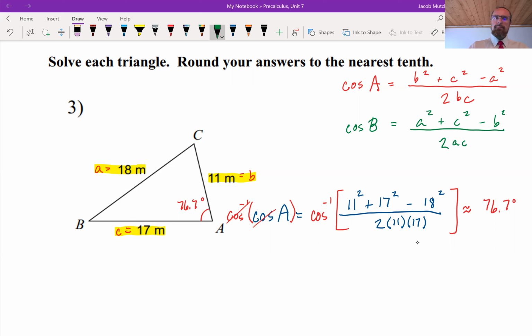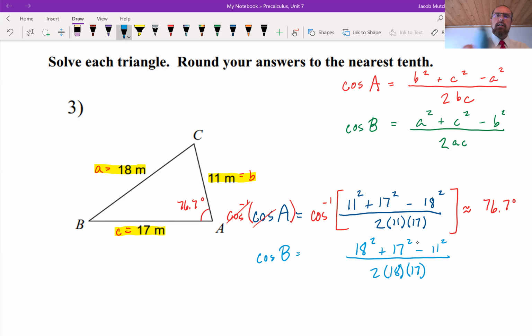So we'll set up this one for this calculation. So cosine of B equals, again, I'll leave space for inverse cosine. So A squared plus C squared. So that's 18 squared plus 17 squared minus 11 squared over 2 times 18 times 17.